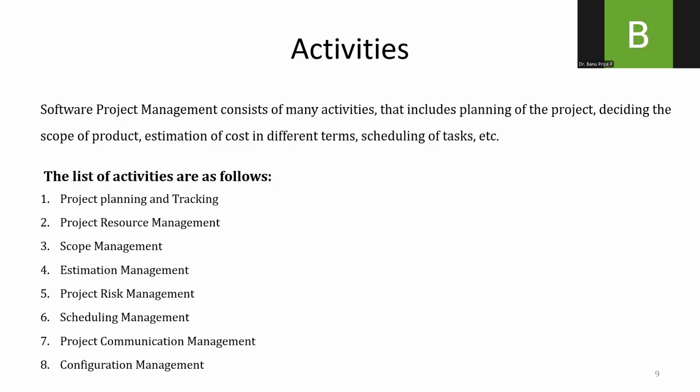And all these have to be communicated then and there to your stakeholder. And if there are some gaps, we have to try to solve them. Finally, it also has to be configured and managed accordingly. The updations should be given accordingly. So these are the list of activities under a software project.